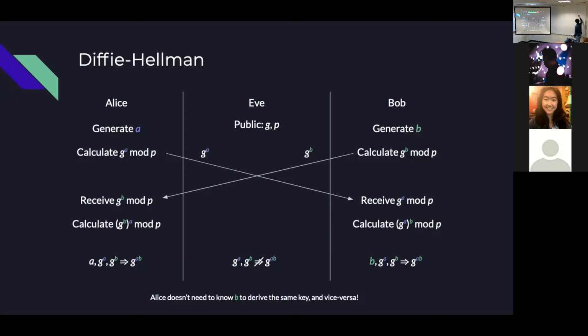Bob can also compute this. So Bob has g to the a now. If Bob takes g to the a, raises it to the power of b, this is going to result also in g to the ab. And notice that these two numbers are the same.